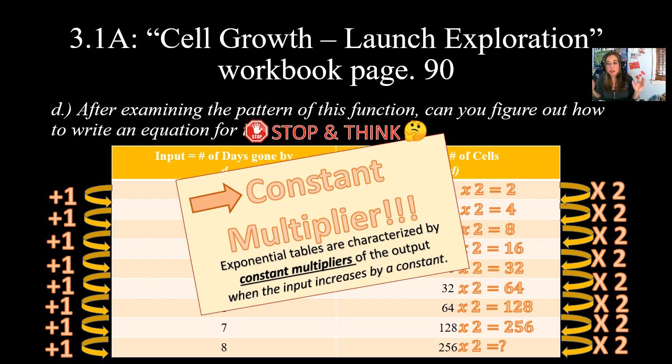Exponential tables are characterized by constant multipliers of the output when the input increases by a constant. So with lines, we had the input always increasing by a constant and the output increasing or decreasing by a constant. Well, now we have exponential functions and an exponential table of values, which have the inputs increasing by a constant, but the outputs are being increased by a constant multiplier. Super cool, right? We've just stumbled on an exponential function.